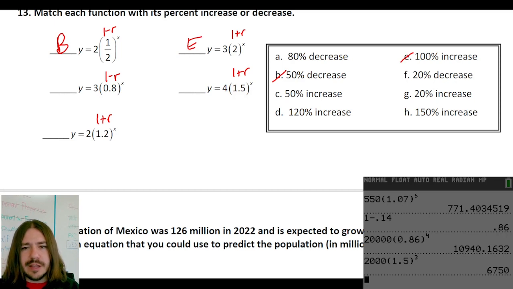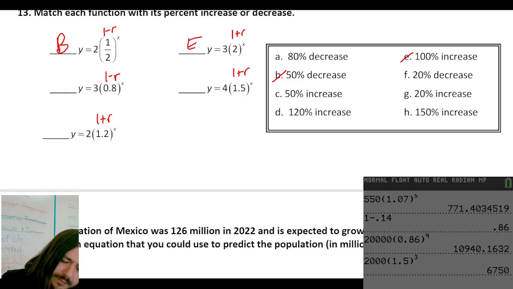Now the next one is the last decay problem, and 0.8 is exactly 0.2 away from 1, so we know it's going to be a 20% decrease. So that'll be choice F. All right, so just to go back here, this is going to be like, 1/2, 1 minus a half is a half, 1 plus 1 is 2, 1 minus 0.2 is 0.8.